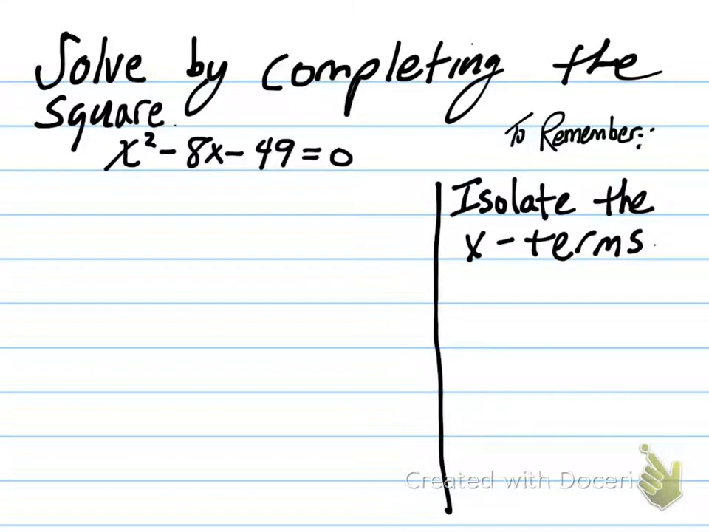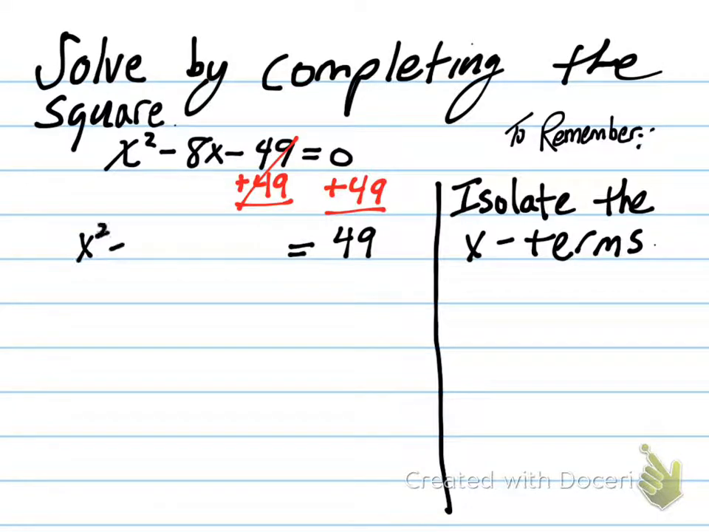Right now that means that pesky 49 needs to be obliterated. We're not going to totally get rid of it, we're just going to move it to the other side where it's no longer a problem. So goodbye 49. But if I do it to the left, I must also do it to the right. So on the right-hand side, I used to have 0, but now I have 49. And on the left-hand side, I now have x squared minus 8x. I'm going to leave a lot of room right here, and as you do these problems, I suggest you do as well. You'll see why in just a minute. So x squared minus 8x equals 49.